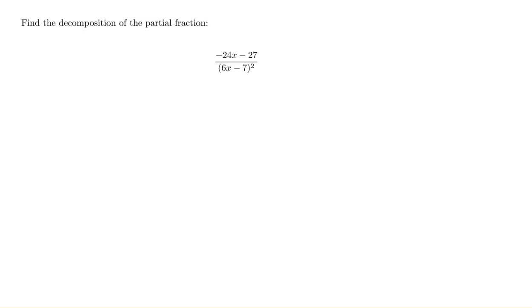In this video, we're going to do a partial fraction decomposition. When we look at this expression, we notice that the denominator has a repeated term. So we have 6x minus 7 all squared.